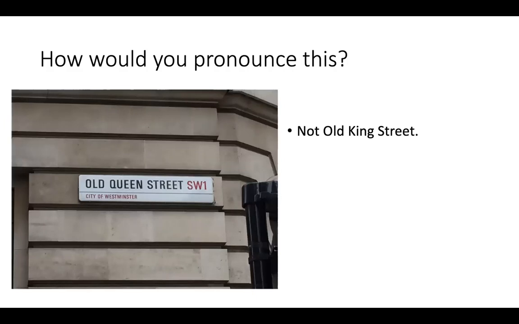Oh, there you use stress to make the difference, right? So we stress the content word Queen. How about now? It's not New Queen Street. So this is Old Queen Street, not New Queen Street. What? We're changing the stress pattern. Yes, we are. Because we are trying to convey a certain meaning without explaining, you got the wrong street. This is not New Queen Street. This is Old Queen Street.